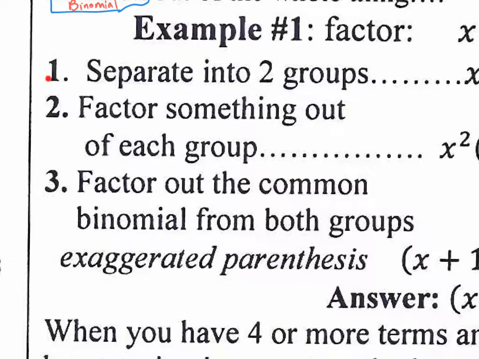1, 2, 3. Step 1 is to separate it into two groups. All you do is rewrite it, but make some space between your first two terms and your second two terms. Step 2, factor something out of each group. See if you can pull something out of the first group. Pull something out of the second group. Then you go to step 3. What's step 3? Factor out the common binomial from both groups. Okay? And write down some exaggerated parentheses. Okay, that won't make sense until you actually see it.